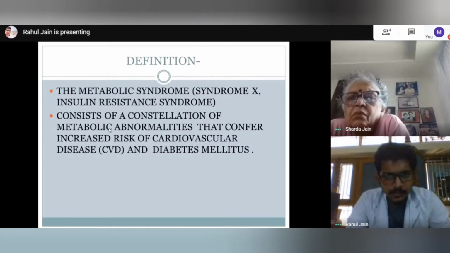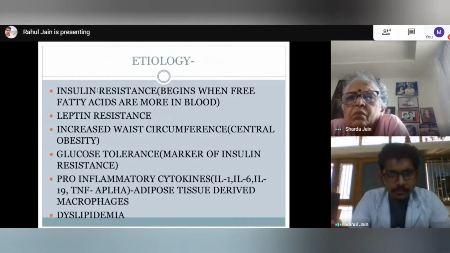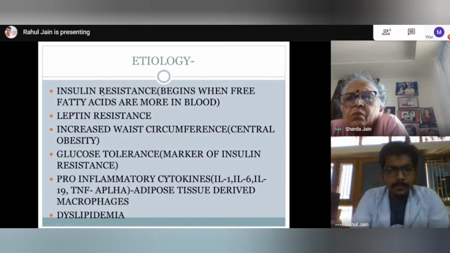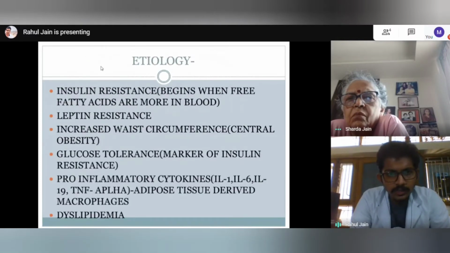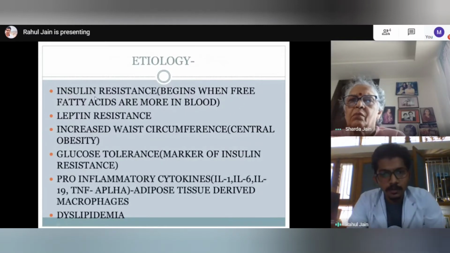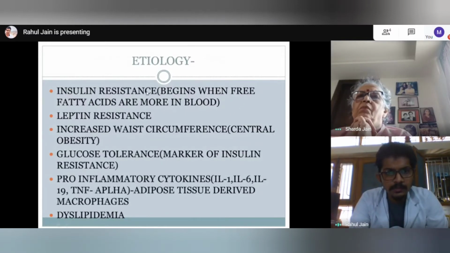Now, why does this happen? We need to remember this word, which is the topic for today: insulin resistance. All the factors which cause metabolic syndrome always start with insulin resistance. It is always insulin resistance which starts all the pathology. So why does insulin resistance happen?